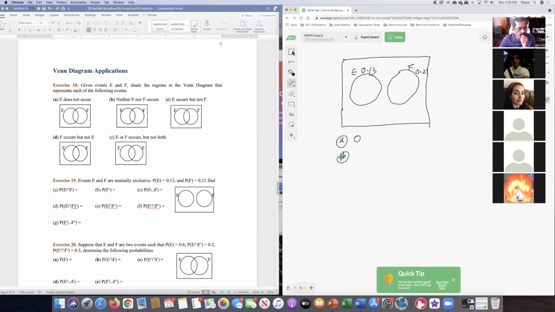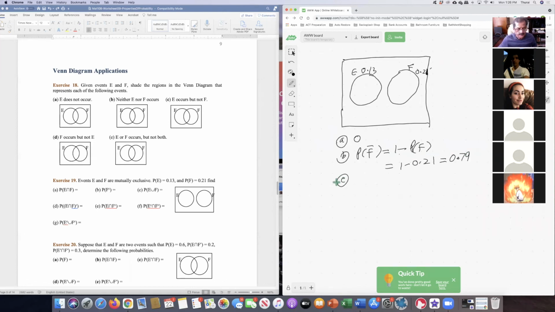Part B is probability of F complement. What would that be? Probability of F and probability of F complement will add up to 1. So therefore, probability of F complement is 1 minus probability of F, which is 1 minus 0.21, and that's 0.79.